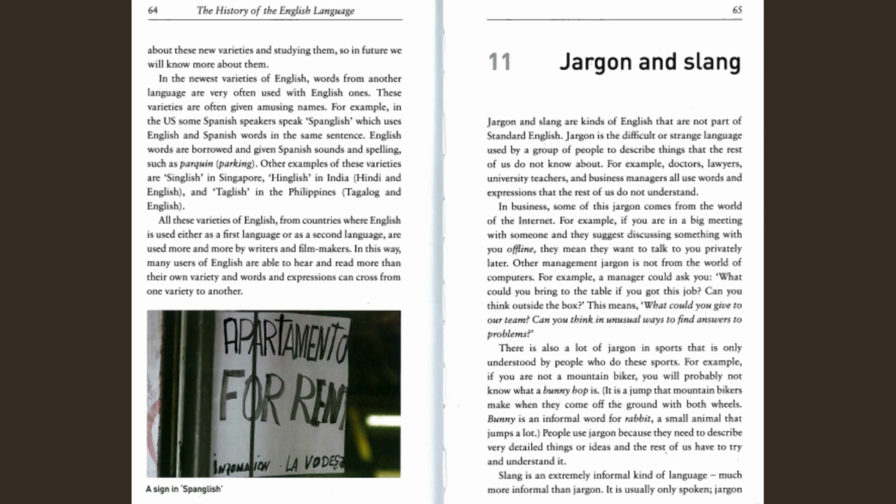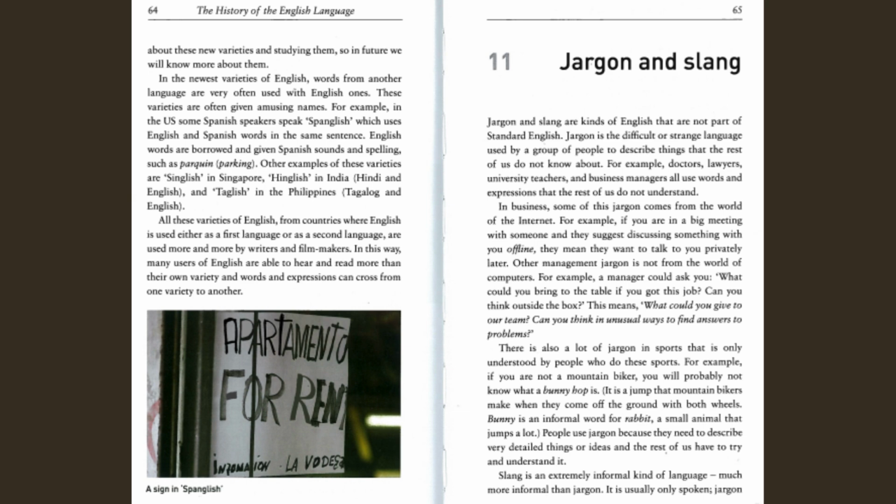For example, in the US, some Spanish speakers speak Spanglish, which uses English and Spanish words in the same sentence. English words are borrowed and given Spanish sounds and spelling, such as parquín, parking. Other examples of these varieties are Singlish in Singapore, Hinglish in India, Hindi and English, and Taglish in the Philippines, Tagalog and English.